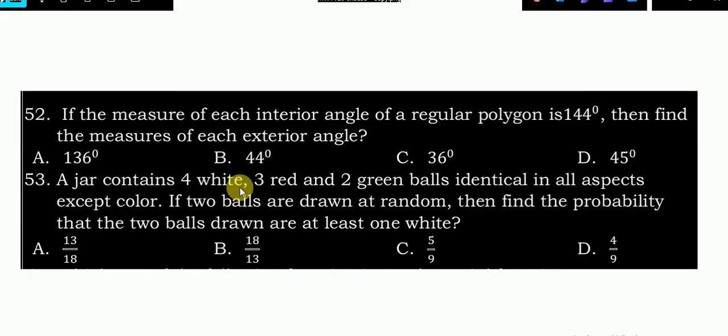A jar contains 4 white, 3 red, and 2 green balls, identical in all aspects except color. If 2 balls are drawn at random, then find the probability that the 2 balls drawn are at least 1 white. Among all the problems we considered so far, maybe this is relatively the most difficult when compared to the other two.